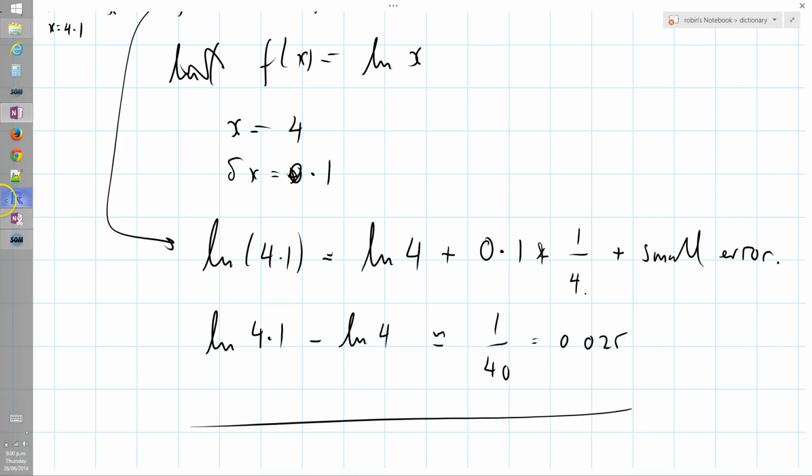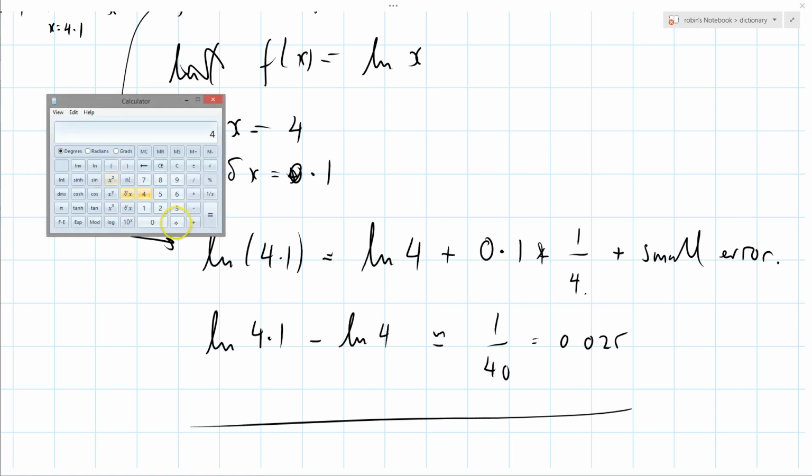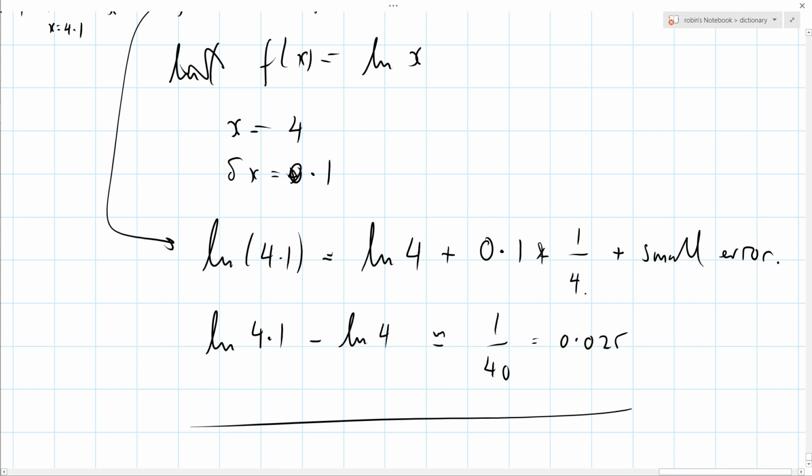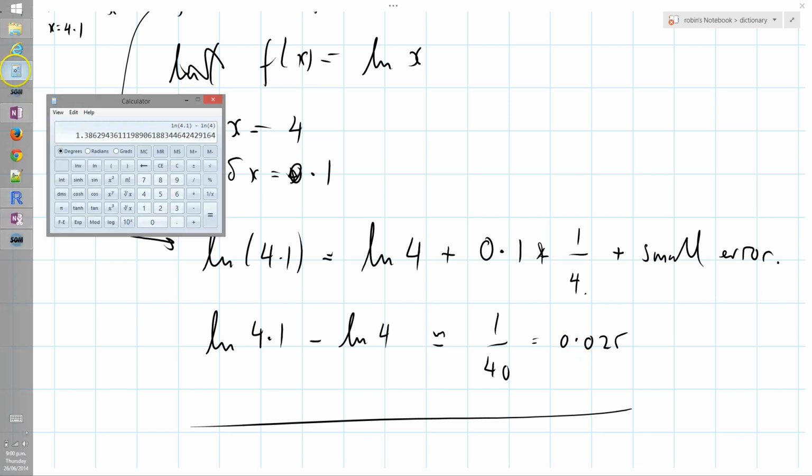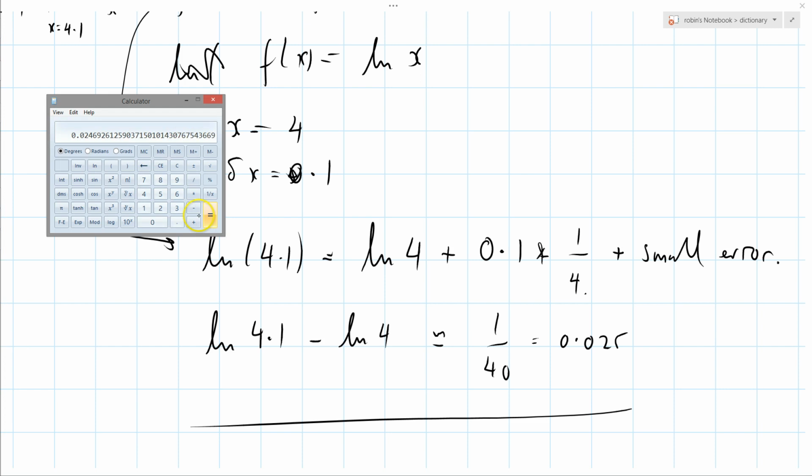Let's try it on the old calculator if I can find it. Here it is. 4.1, where's my log? There it is. Log 1.41 whatever, minus natural log of 4, equals, and I claim it should be close to 0.025. Let's see how close it really is. 0.02469. Pretty close, huh? So there's direct numerical verification that this ain't too bad.